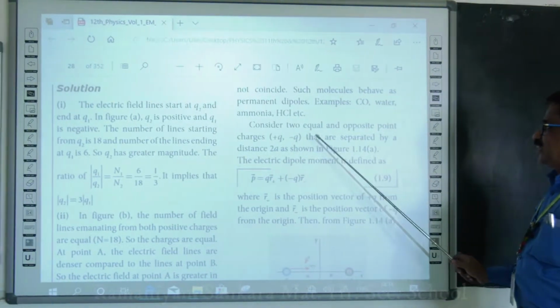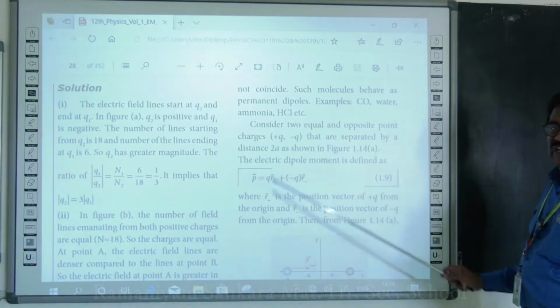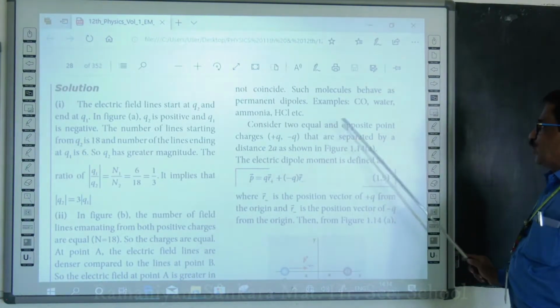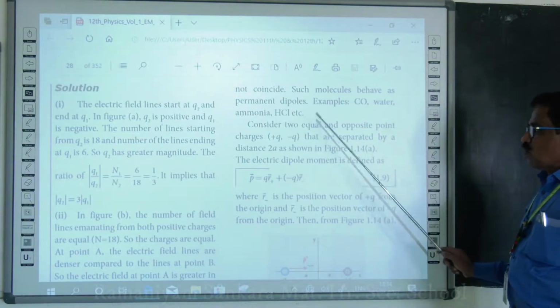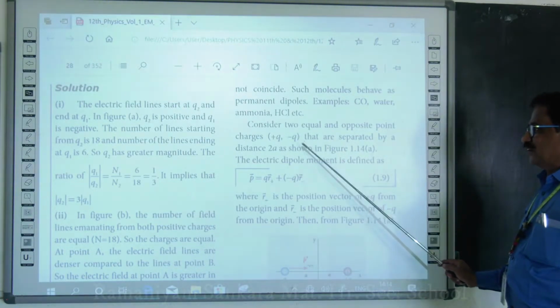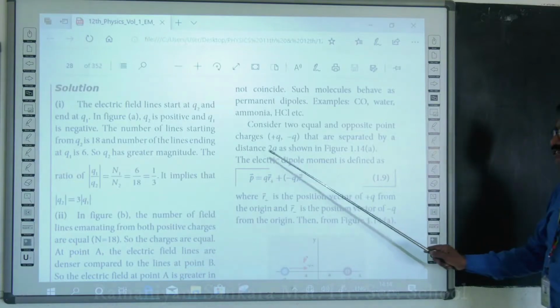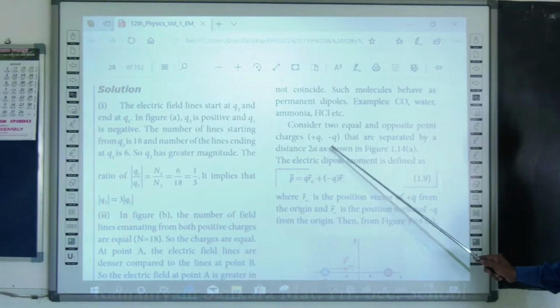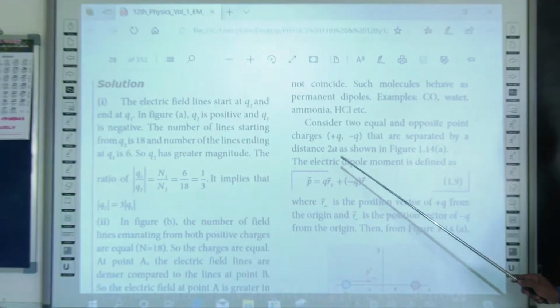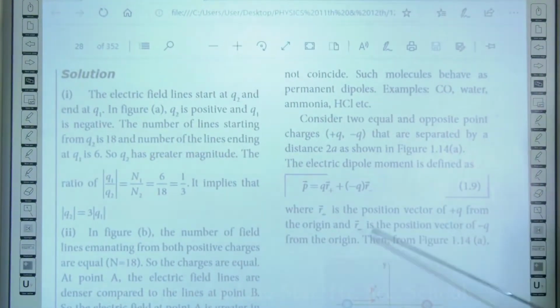Here is the explanation of the dipole. Consider two equal and opposite point charges, plus q and minus q. Always remember plus q and also minus q, that are separated by a distance 2a. The 2a means a is the distance from the center to each of the two charges, as shown in the figure. This we are going to see now.